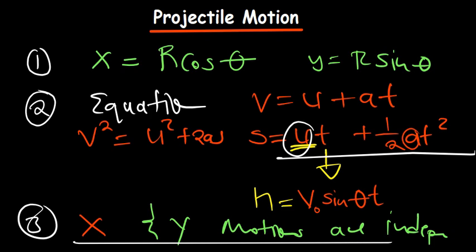When we are going up, the acceleration is going to be negative, so it's going to be half g t squared. This equation is the most important equation when we are trying to study projectile motion, and you're going to see us use it.